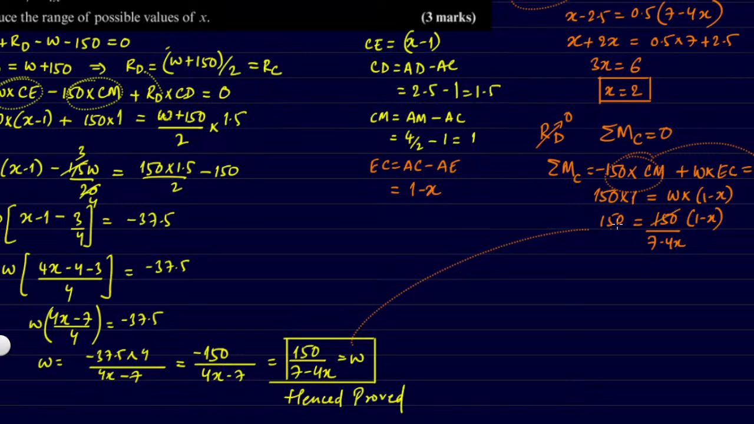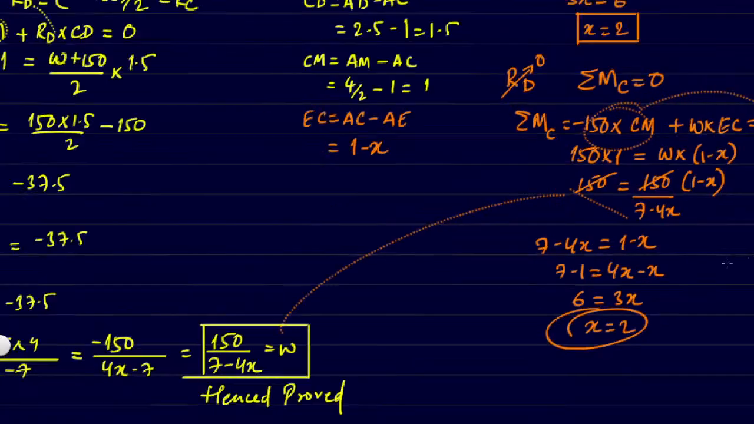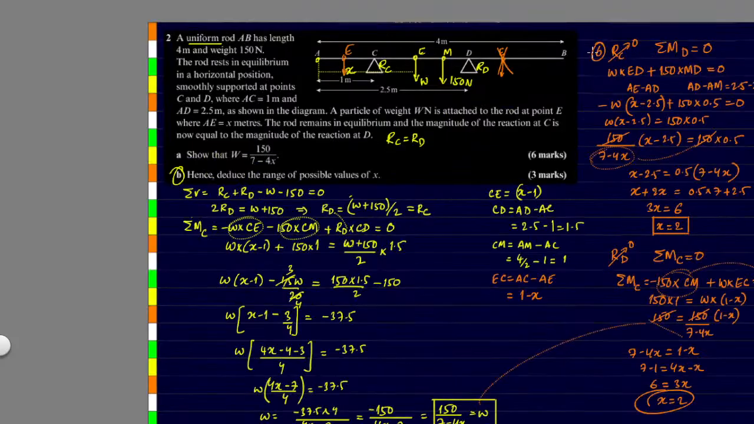Correct? Yes. 150 cancels, cross multiply. So 7 minus 4x equals 1 minus x. Here again find the value of x. So 7 minus 1 equals 4x minus x. So 6 equals 3x. X is equal to 2 again. How come? X cannot be 2, right? Yes. We are making some mistake.